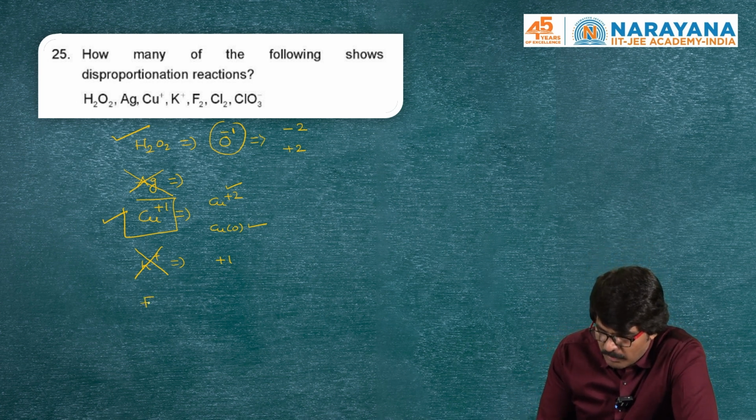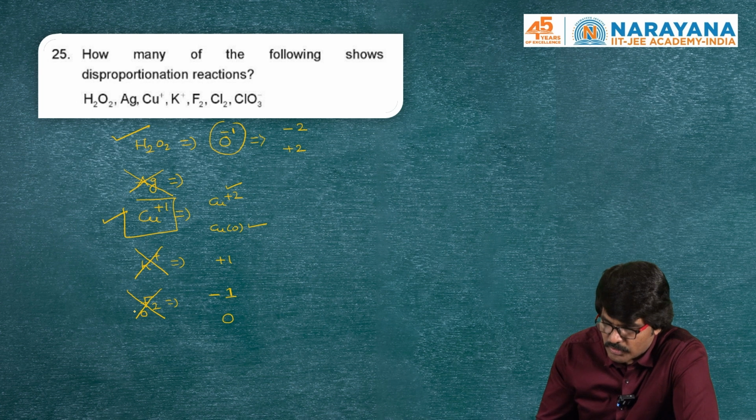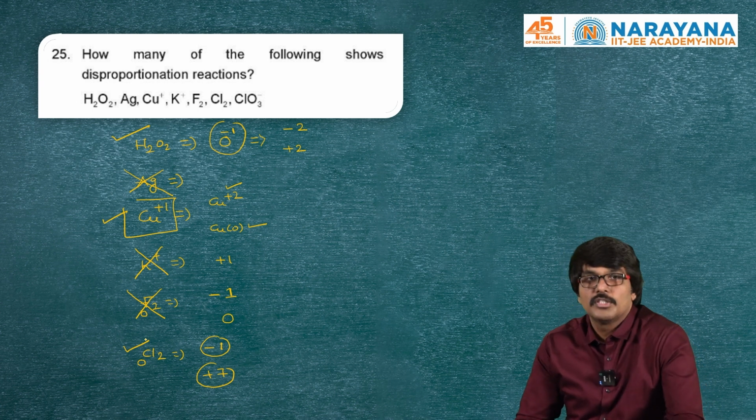And the next one is element fluorine. The minimum oxidation state of fluorine is -1 and the maximum oxidation state is 0. Already it is 0. Oxidation of fluorine is not possible. Therefore, we have to rule out even fluorine from the list. And the next option is chlorine. Minimum oxidation state of chlorine is -1. Maximum is +7. The given oxidation state is 0, which is intermediate to minimum and maximum. Therefore, chlorine has the ability to undergo disproportionation.